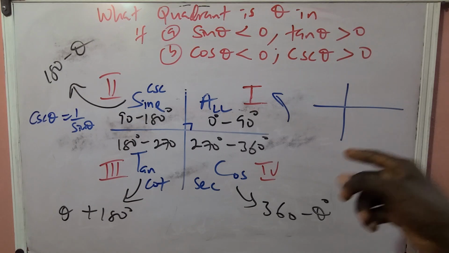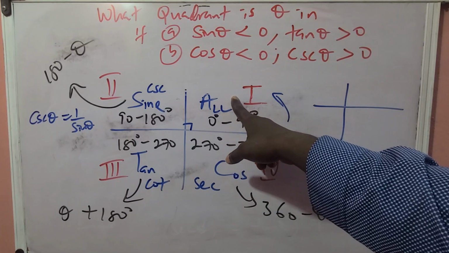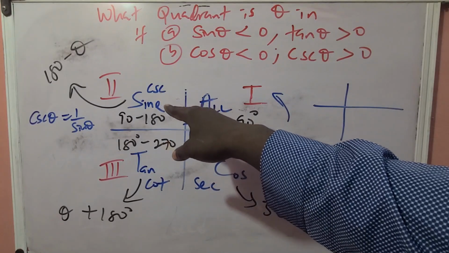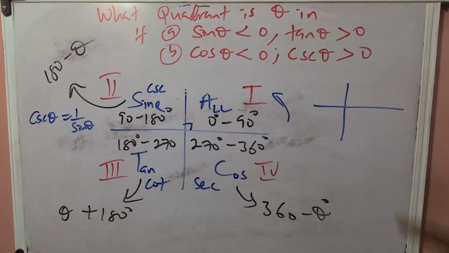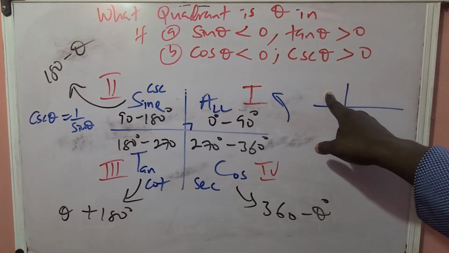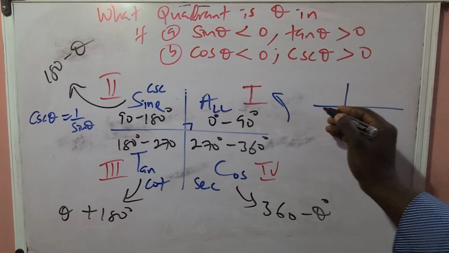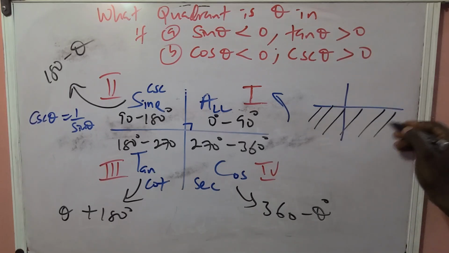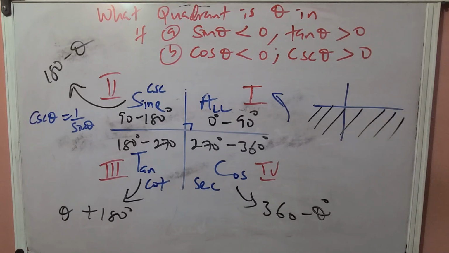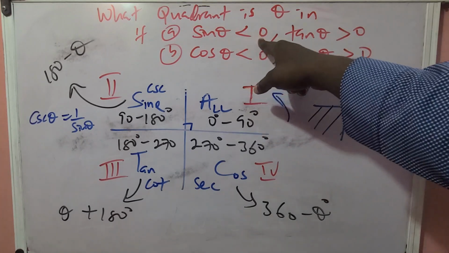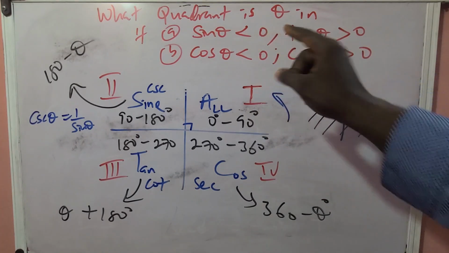Don't forget, sine is positive in the first quadrant, where all of them are positive, and also in the second quadrant, where only sine is positive. So in the first and second we have sine being positive. Obviously, those that are negative are the third and the fourth. So these are the two quadrants where sine is negative.